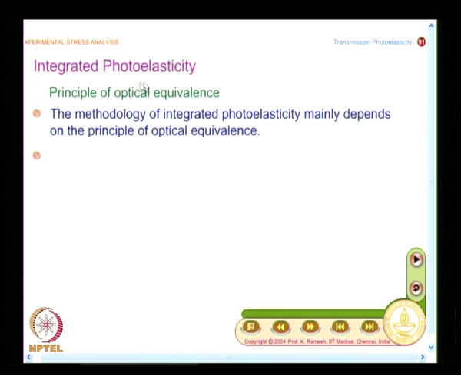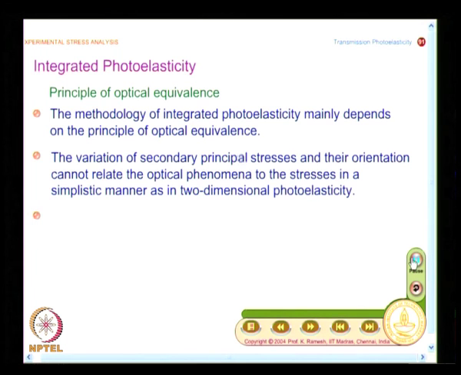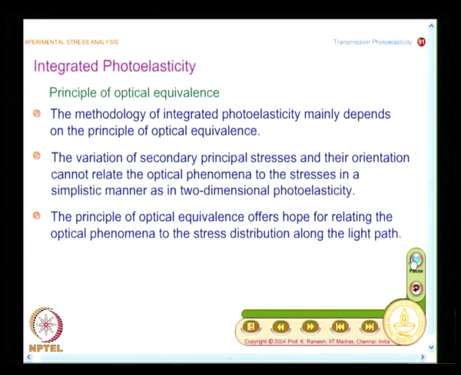This is a very intelligent conception, and we look at it more from optics point of view, and the entire methodology of integrated photoelasticity depends on the principle of optical equivalence. And let us see what is principle of optical equivalence. And we have already seen that there is a variation of secondary principal stresses and also their orientation, and that is the reason why you are not able to interpret by using simple concepts of two dimensional photoelasticity unless you slice them.